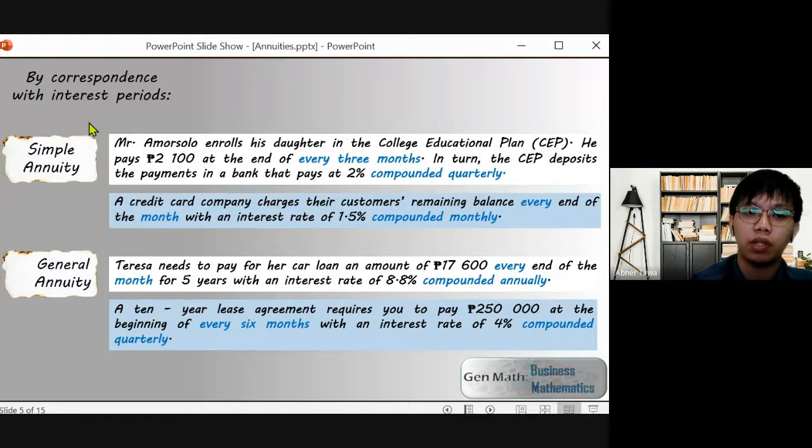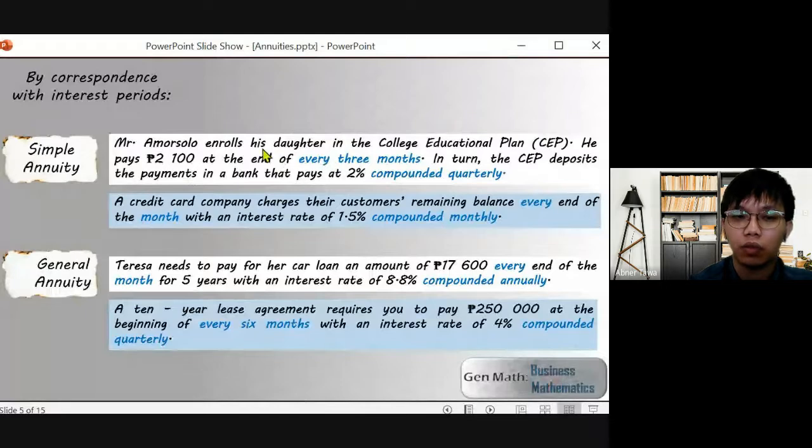Okay, let's proceed naman din dito sa types ng annuities. So first, we're going to compare yung payment interval sa interest period. Okay, so given sa problem kasi yung mga payment interval and interest period, i-compare lang natin yun and then we're going to categorize yung problem. Okay, so first we have here simple annuity, and then second we have here general annuity. Pag simple annuity, yung problem or yung scenario is, it has payment interval which is equal to the interest period.